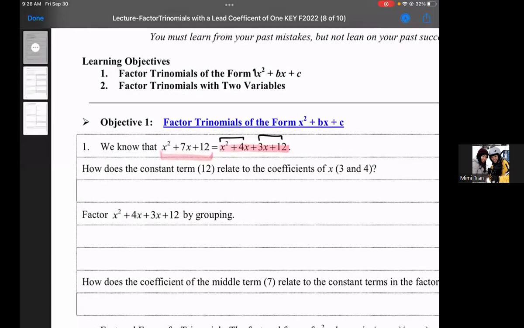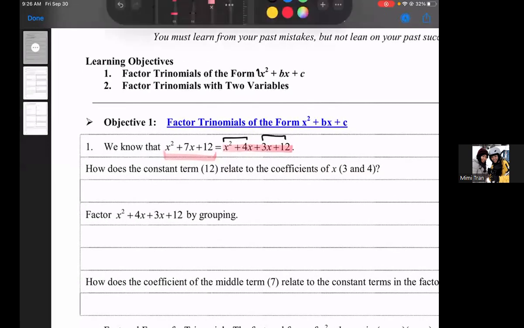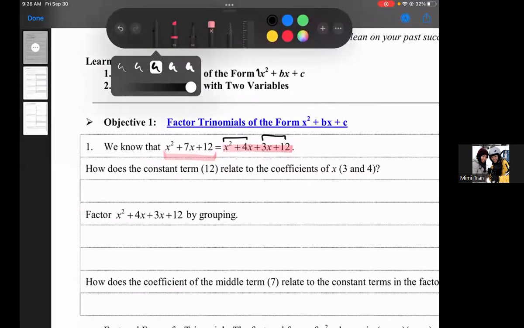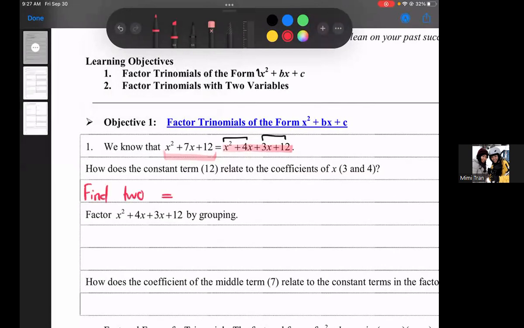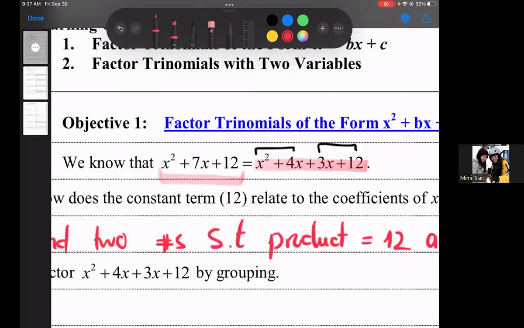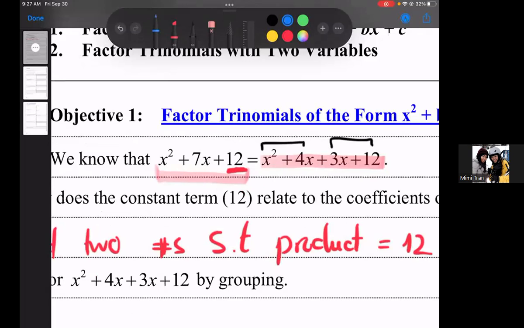All right, so let's do this. In order to find those two numbers, 4x and 3x, I want to ask myself, find me two numbers such that, ST means such that in mathematics, product equal 12 and sum equal 7. Where do this 12 and 7 come from? Did you look at the problem? This is the product, right? That's 12 right there, and that's the sum.